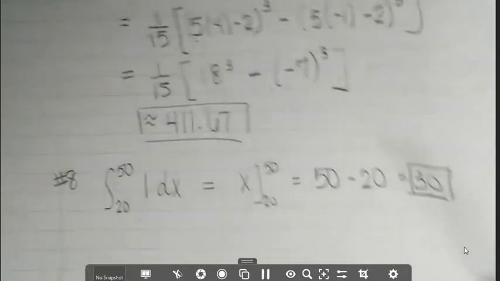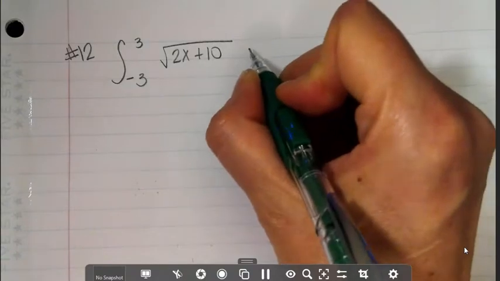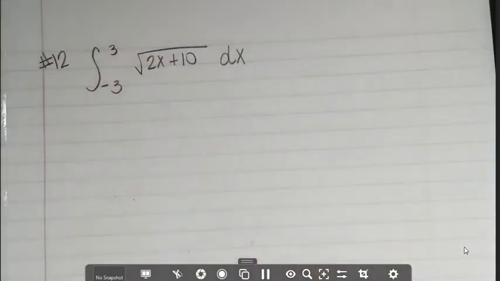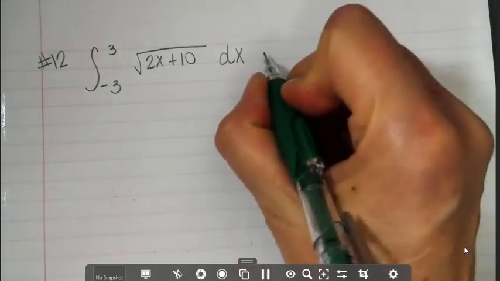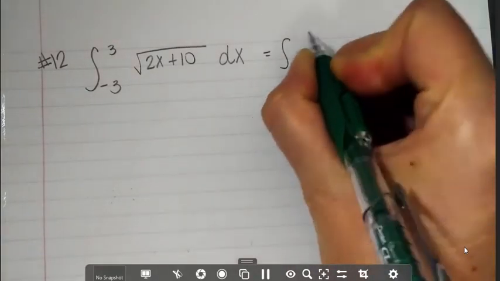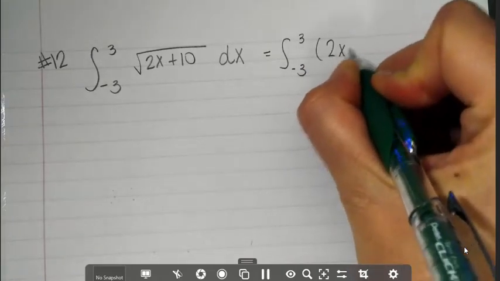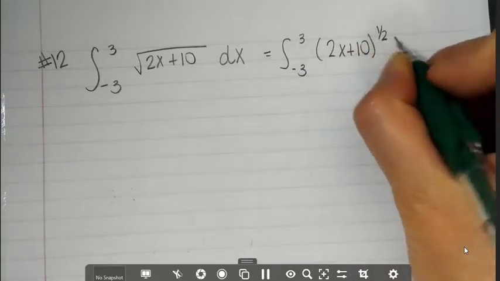Continuing on, I'm going to need more room than what I have on my paper, so I'm going to move to another sheet. We're going to do number 12. So the integral from negative 3 to 3 of the square root of 2x plus 10 dx. The first thing I would do is rewrite this so that I have an exponent as opposed to a square root. So I would call this going from negative 3 to 3 of the quantity 2x plus 10 to the 1/2 power dx.